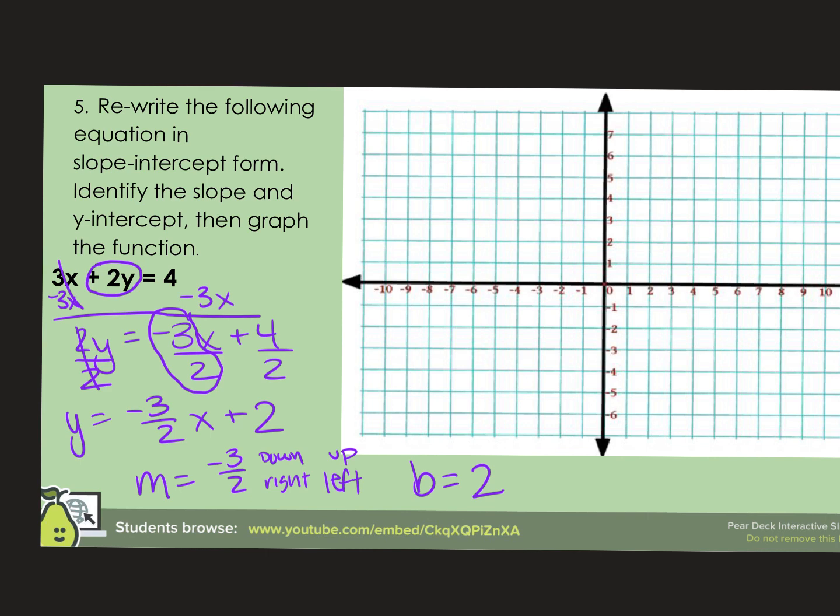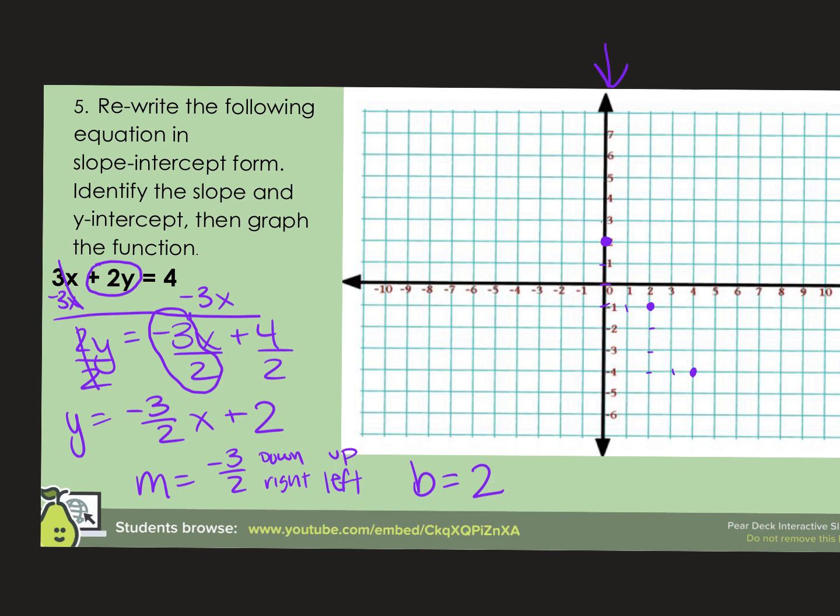Okay, now step 2, put the y-intercept on the graph. Find your y-axis, go to positive 2, and put a point. Now use your slope directions. Starting from that point, I'm going to go down 1, 2, 3, and to the right 2, put a point. Do it again. Down 1, 2, 3, to the right 2, put a point.